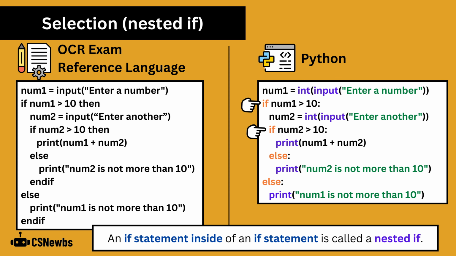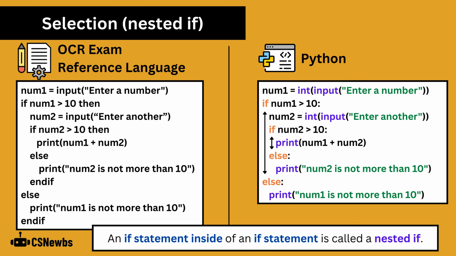Sometimes the code you might need to write in an exam can be quite complicated. An if statement inside of an if statement is called a nested if. In this example, if number 1 is more than 10, a second number is input, and then within that, another if statement is used to see if the second number is also greater than 10. Nested ifs can be confusing to write, so make sure any corresponding if, elif, and else statements are indented so they align vertically.